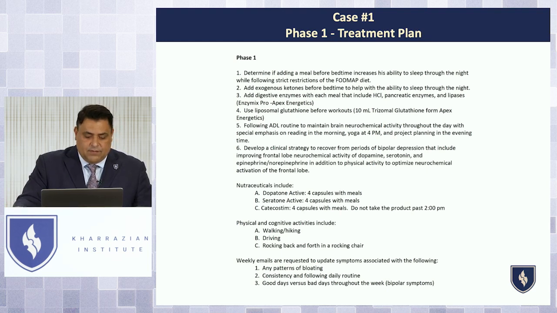Any patterns of bloating, consistently following daily routine. Consistently following daily routine is circadian rhythm. Good days versus bad days throughout the week. So you can see what I'm doing here. I've got to get him to sleep. I've got to get him to move. Those are essential issues. I've got to get his blood sugar stable. So you can see the protocols, those 3 pillars right away.